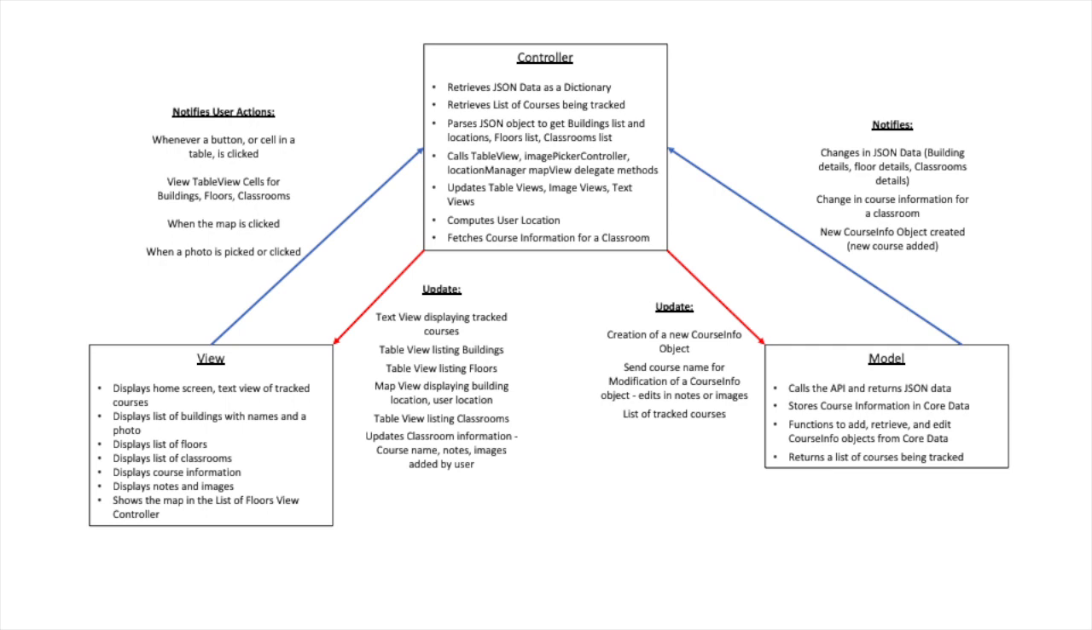The view for my project communicates with the controller to display data either in the model or loaded from elsewhere in the program. It notifies the controller whenever a button or a cell in the table view is clicked or if the map is clicked. It also notifies the controller when an image is captured or selected. It displays the buildings, floors, classrooms, and table views, the locations on the map view, and user information such as notes, images, and the name of the course.